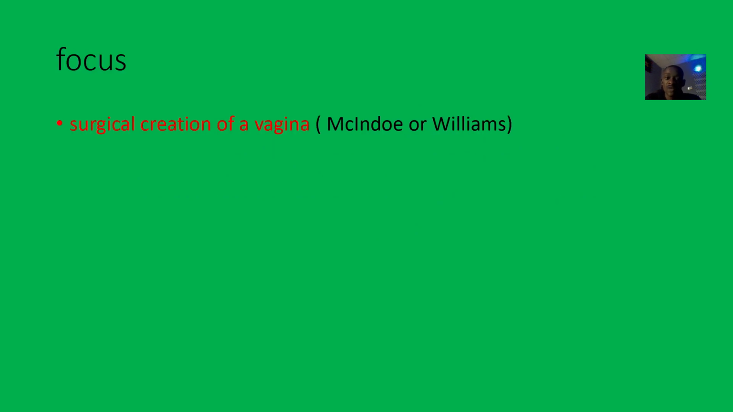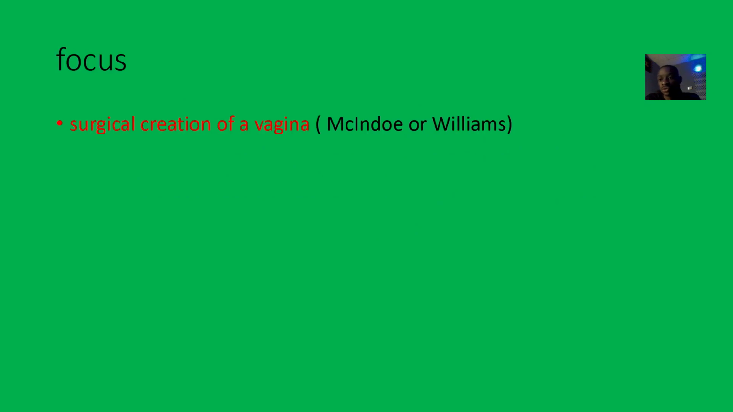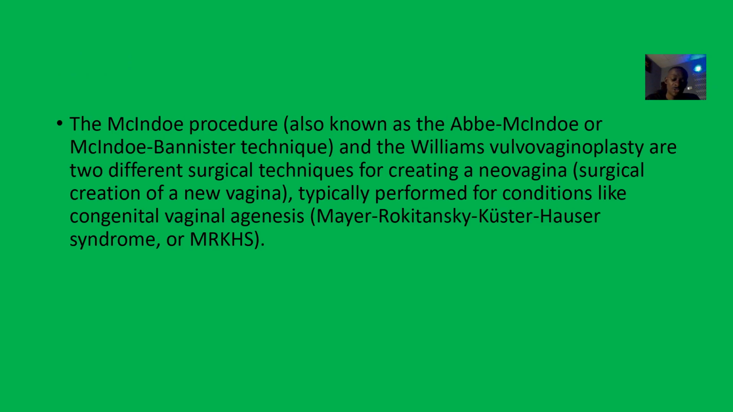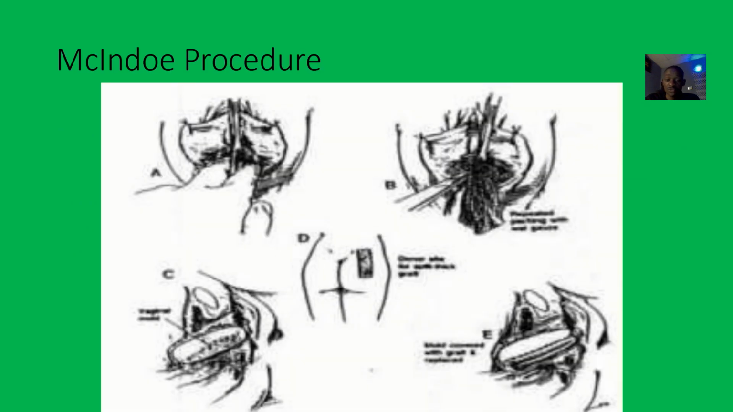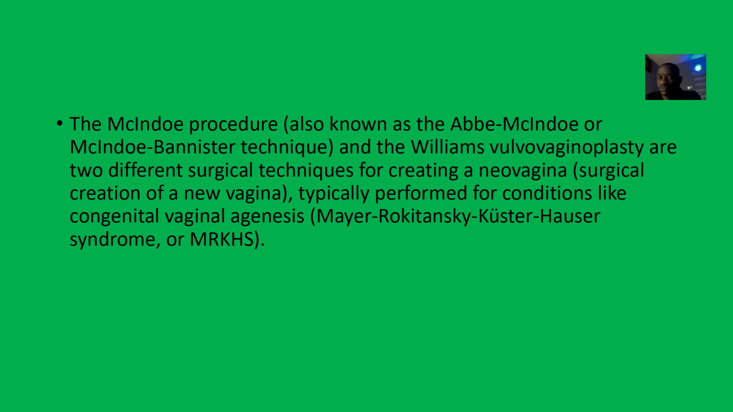Okay, we have the McIndoe procedure, then we have the Williams Vulvovaginoplasty. Okay, these are actually two ways in which you can surgically create a vagina. So we're not actually showing how to do it, but let's just quickly have an overview for exam, for study's sake. Okay, how these procedures are done.